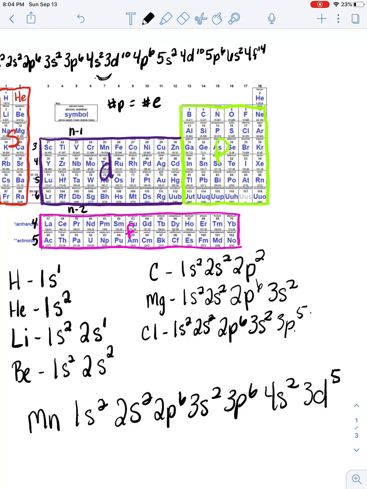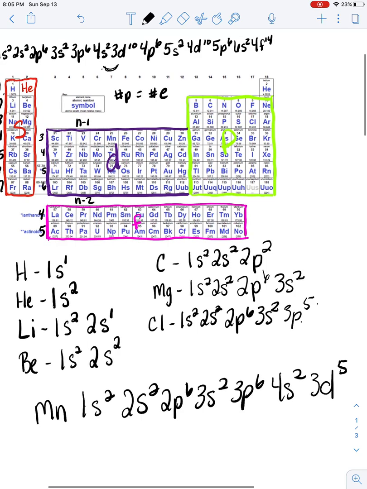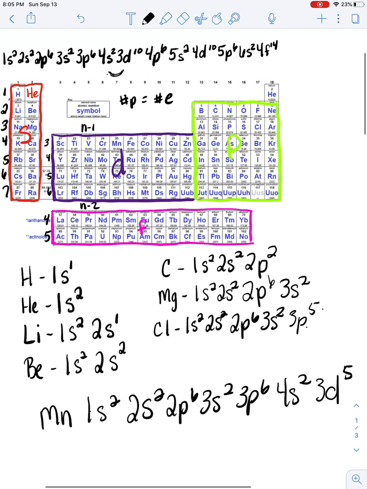Okay? All right, so we're going to stop right here, and I'm going to let you practice with that. I do not want to completely overwhelm you, so practice a few examples like this, and on the second video, I will show you how to do the shorthand.